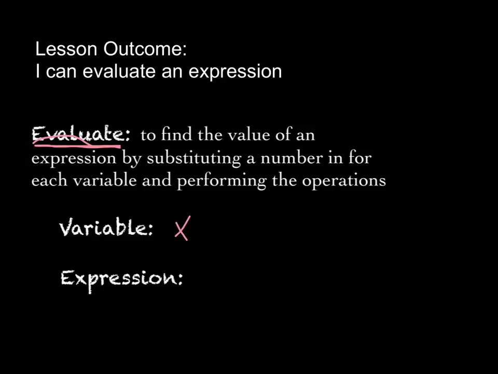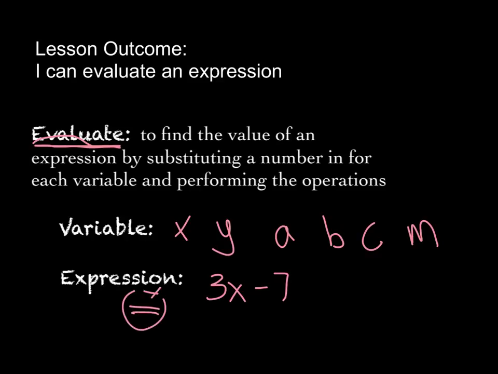Typically, we use x and y. Sometimes you will also see a, b, c, m. Any letter really can be used as a variable. These are just some of the most common ones. An expression is a set of terms that operations are being performed on using numbers and variables. For example, 3x minus 7 is an expression. There is no equal sign in an expression. Another expression might be b squared plus 5a minus 8.